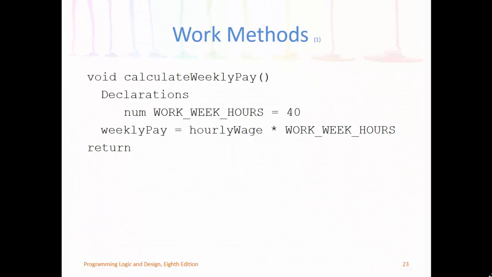Work methods are methods with the intention of doing some type of processing or calculations. Again, this is pseudocode for a work method that will calculate the weekly pay. Again, its purpose is not to return data to the program, so it's void. But what it does is it sets the value of a particular variable. This is an attribute within the class. So again, work methods are used to perform some sort of processing or calculation.